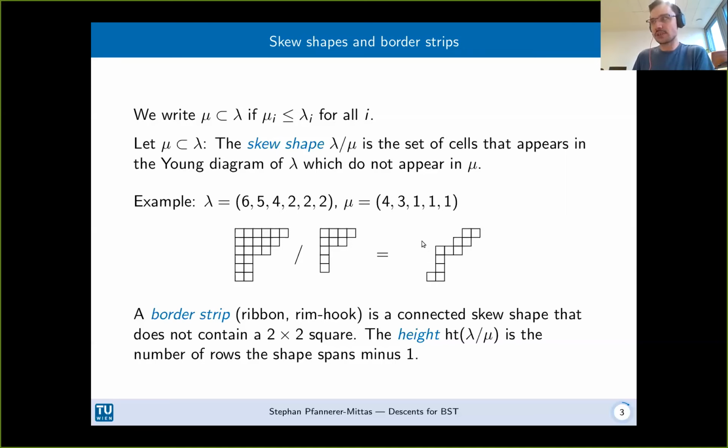And there's an important statistic related to these strips, namely the number of rows it spans minus 1. So in this example, this one spans 6 rows. We subtract 1 and get 5, and this is what we call the height of the strip.